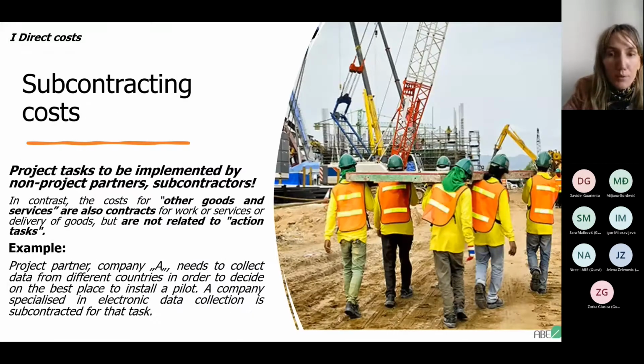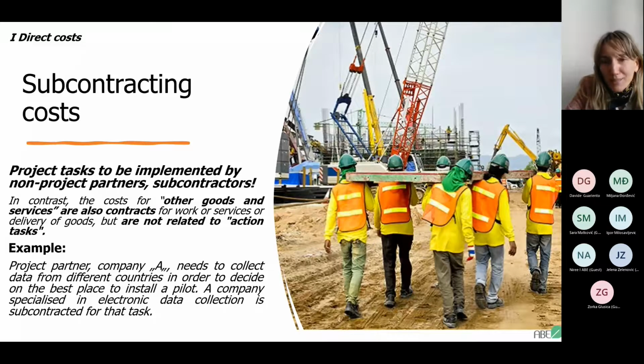Next type of other direct costs, sorry, are subcontracting costs, and they could be very important, of course. Sometimes this kind of costs are directly related to project tasks that are going to be implemented by non-project partners, subcontractors. Just keep in mind here also that the costs for other goods and services are also contracts, but the main difference is that they are not related to the action tasks.